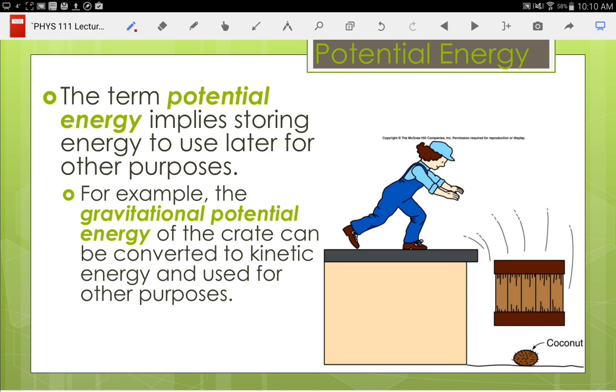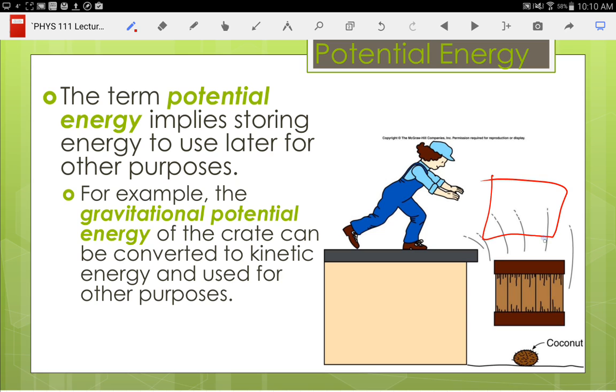What's going to happen when she lets the box drop from that position? In terms of energy, what type of energy does the box have if it's sitting up here stationary? It has gravitational potential energy. There are different kinds of potential energy. That's why I said gravitational.